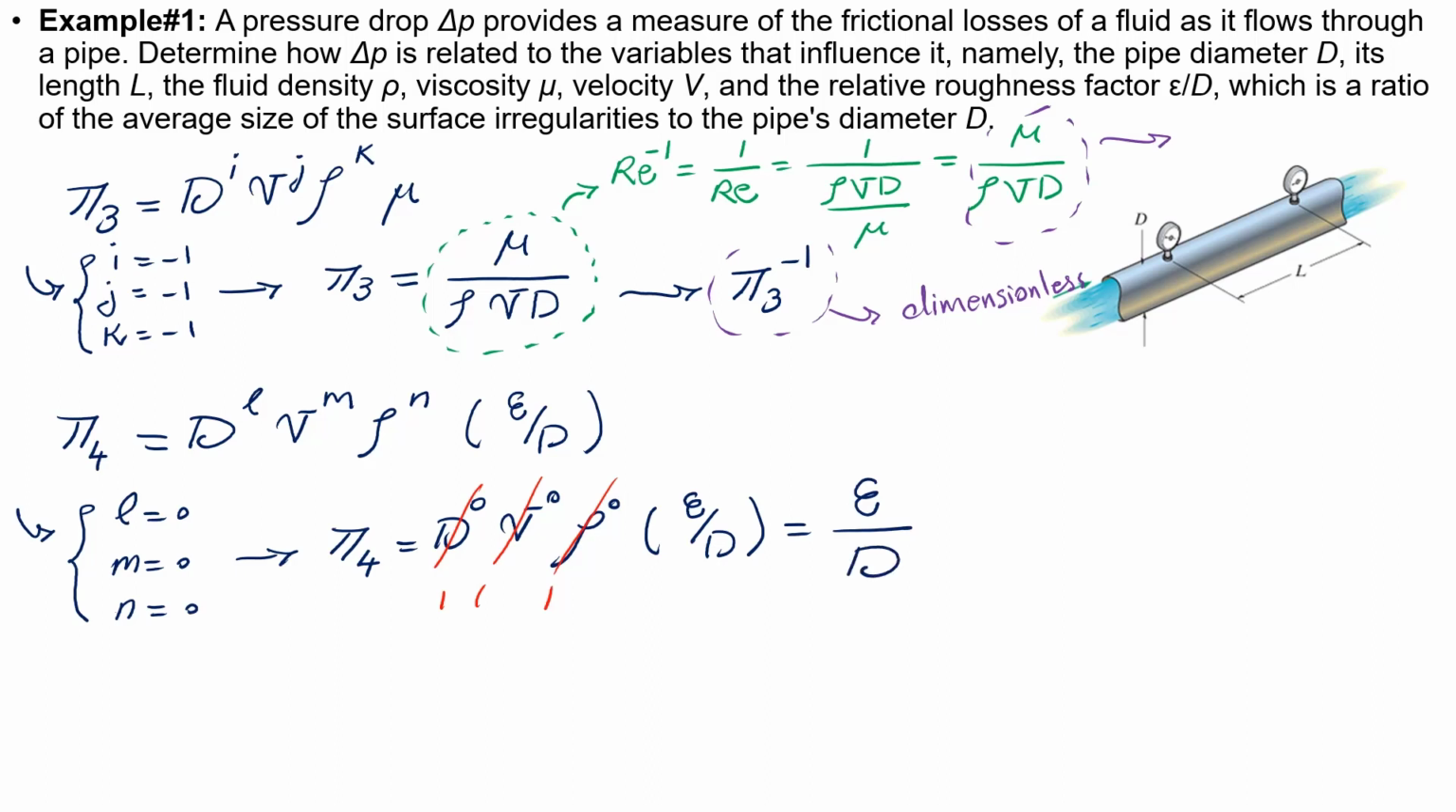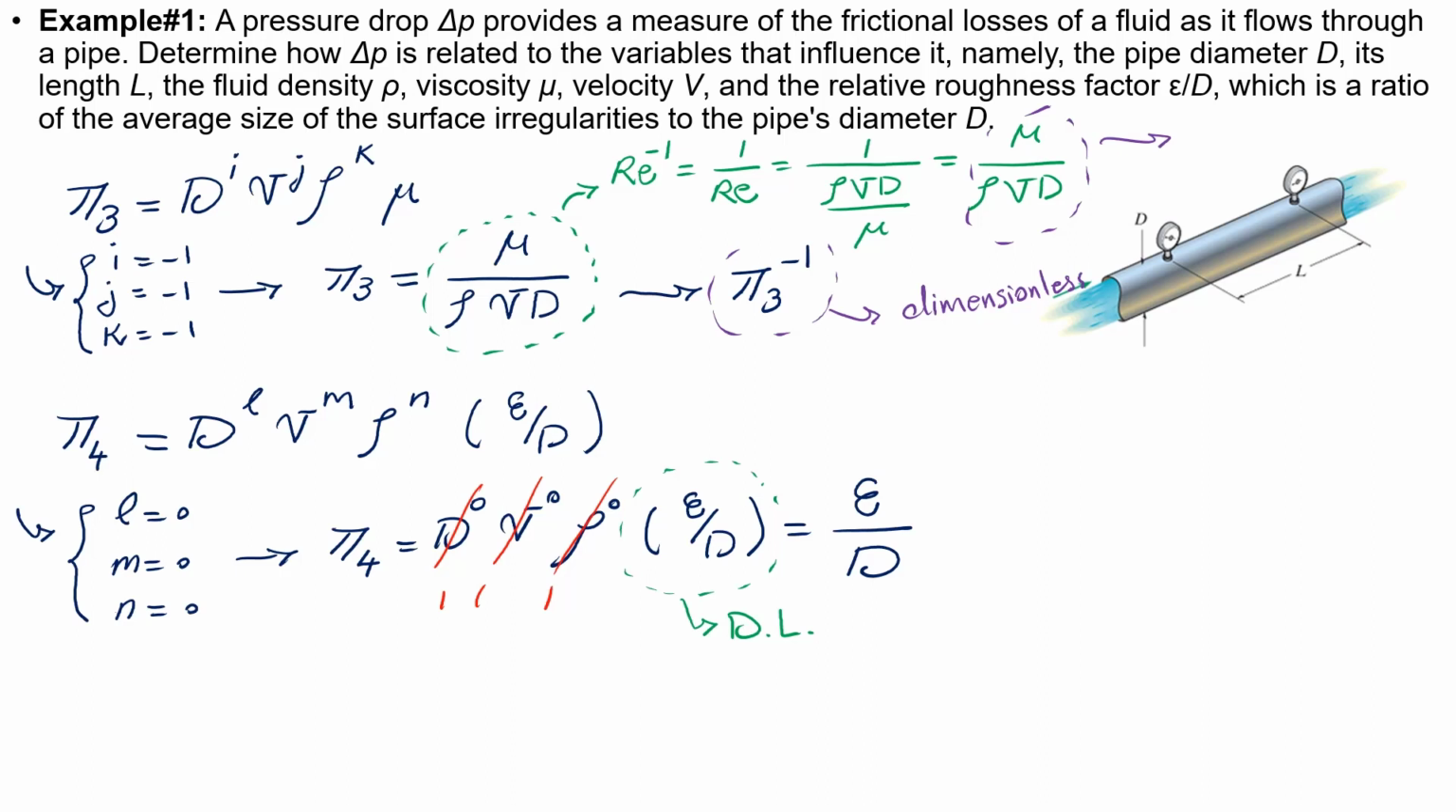Now, what's the dimension of epsilon over d, which was your remaining variable over here? This is dimensionless, right? I'm just going to write dl, dimensionless. So obviously, in order for pi 4 to stay dimensionless, the power for diameter, velocity, or density should also be 0, right? Because you want to keep that pi dimensionless. So it totally makes sense that the power of those 3 are dimensionless. And that's our 4th pi.